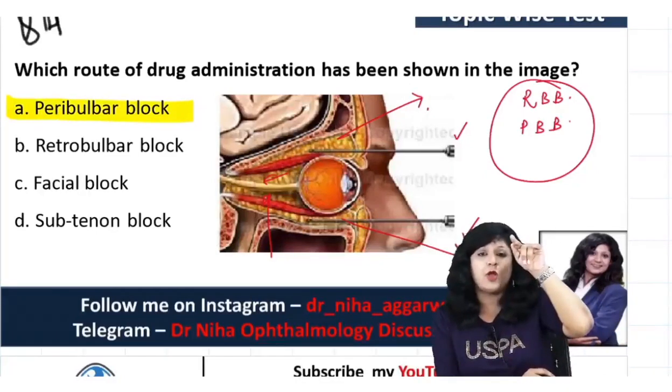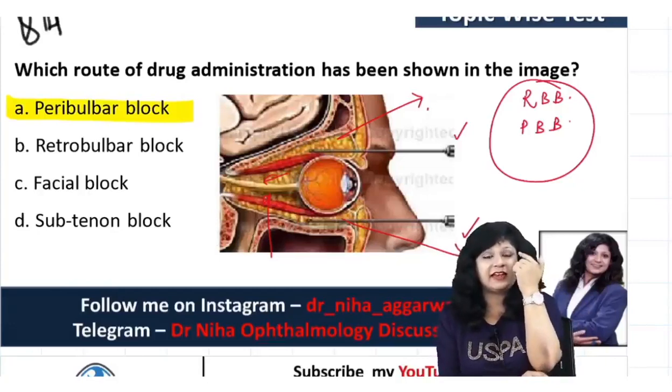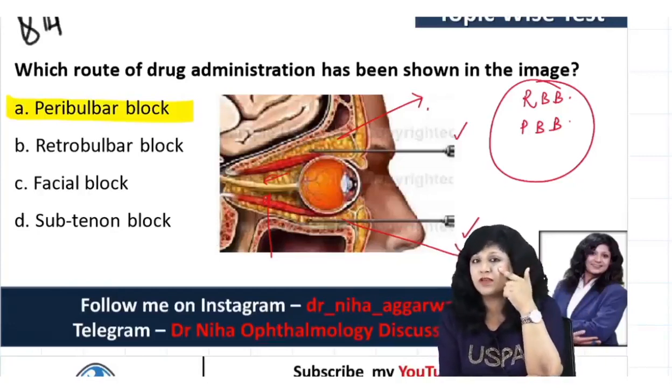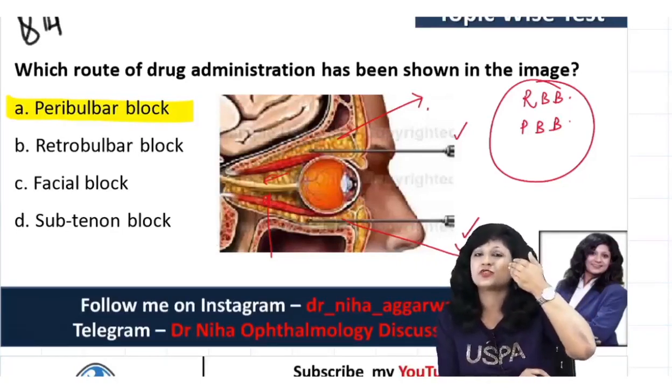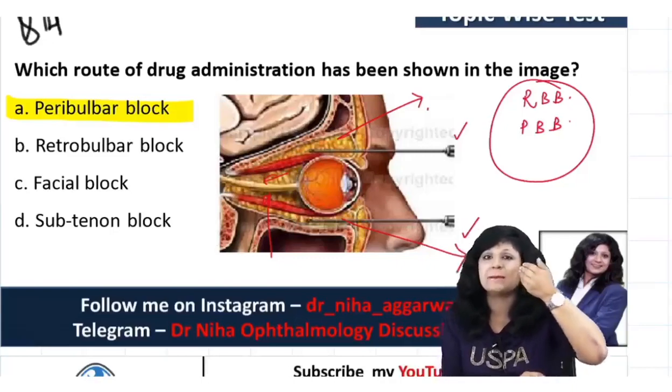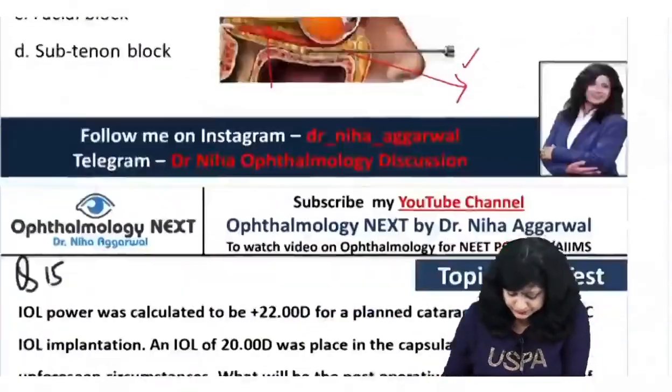The upper block is given medially, at the medial 1/3 and lateral 2/3 junction, while the lower one, L for L, lower is given on the lateral side. So that is given at the junction of the lateral 1/3 and the medial 2/3. So the answer to this question is the peribulbar block.